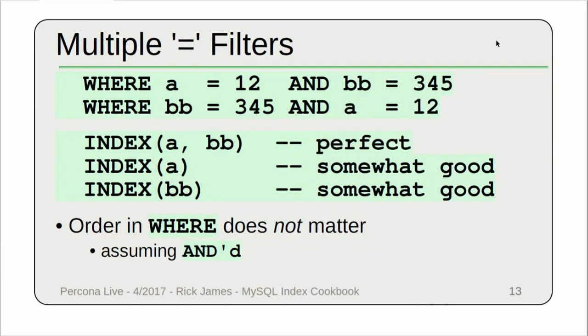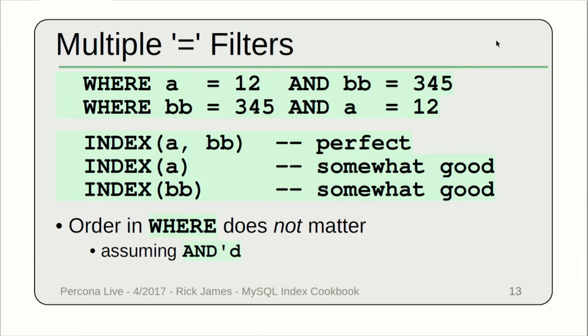Some people ask, does it matter what order things are in the where clause? The answer is no. Both of those where clauses are optimized identically. That composite index, where it mentions both of them, is perfect for it. And in this case, it actually doesn't matter which order, but order does matter in general in indexing. With index A or index B, it helps with the query, but it's not as good as having the composite index.